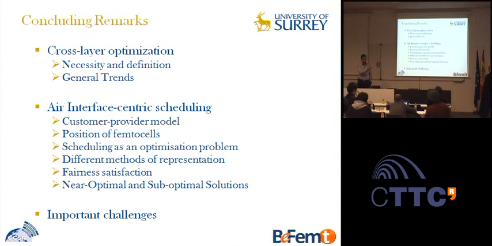We tried to see what the position of femtocells is in this model, and we tried to see scheduling as an optimization problem. We've talked about different methods of representation. We've talked about the fairness issue, utility optimization, and we have also talked about different ways of optimization based on heuristic solutions or based on near optimal solutions. And we have also talked about some challenges that might come up in using such optimization tools and optimization scenarios.